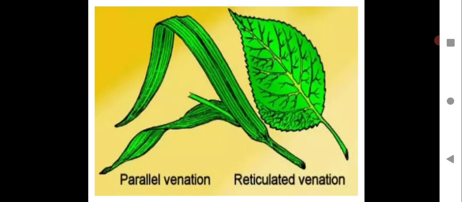Here you can see an example of parallel venation. Maize and corn plants will show parallel venation. You can see over here, on the extreme left, parallel venation, and reticulate venation. You can see reticulate venation, where it shows net-like veins in the leaves. Just have a look at how it is spread, how the veins run across the surface of the leaf.